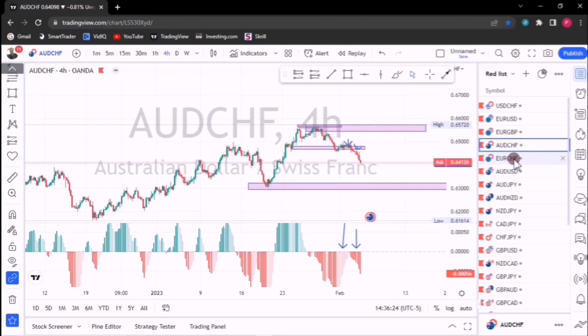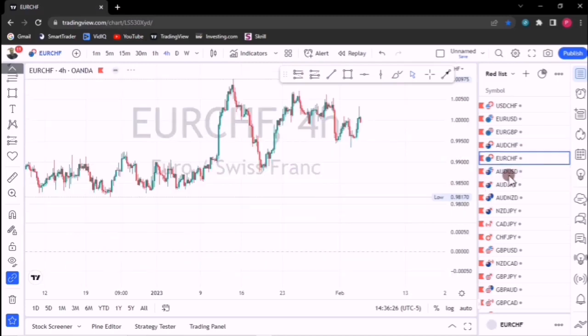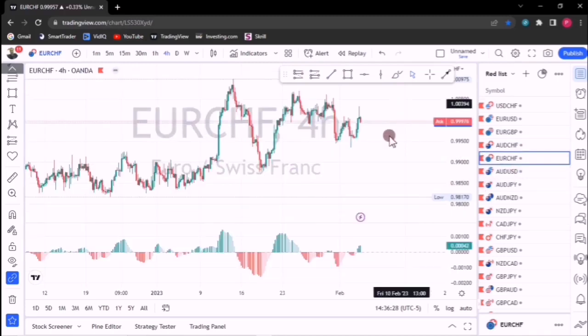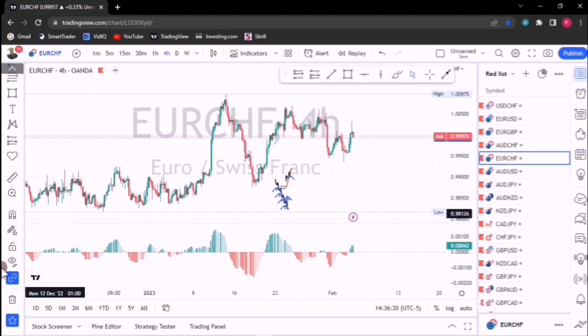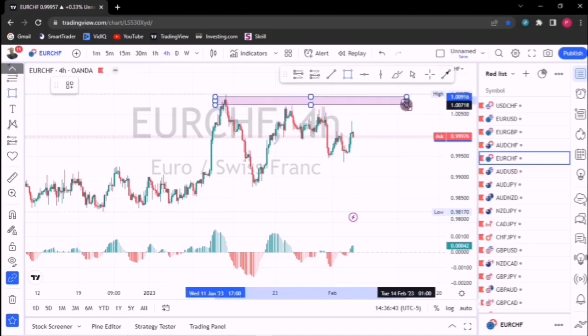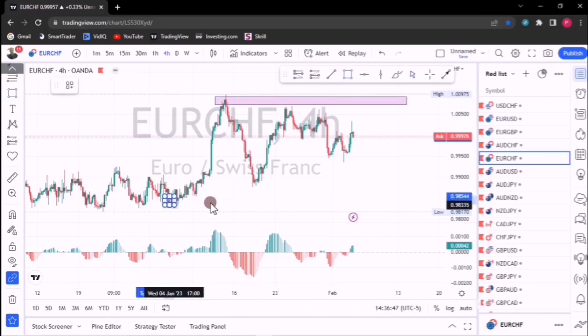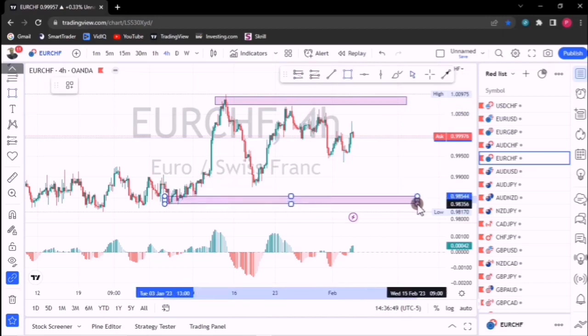Okay, let's take Euro CHF. Euro CHF, we start from the 4-hour time frame. I mark the highest point, it is that, and the lowest point is that. These are the key levels.